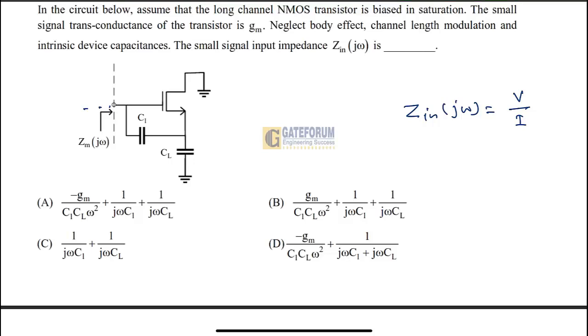Now I am going to draw this circuit again with the help of the small signal parameters. First of all, we have to draw the small signal model of this MOSFET, and then, as per the elements connected here, connect them and complete the circuit. After that we have to find out this Z in. So first of all, we will draw this circuit here.